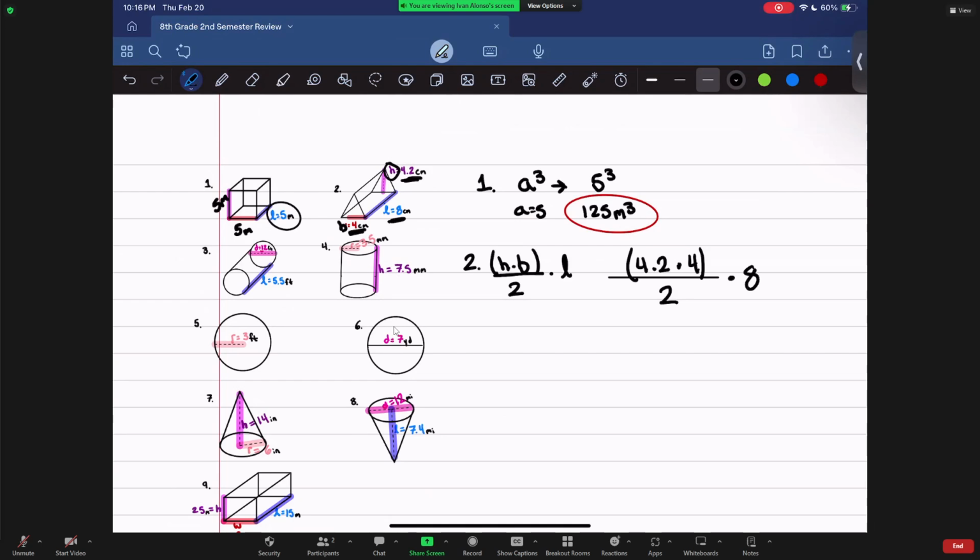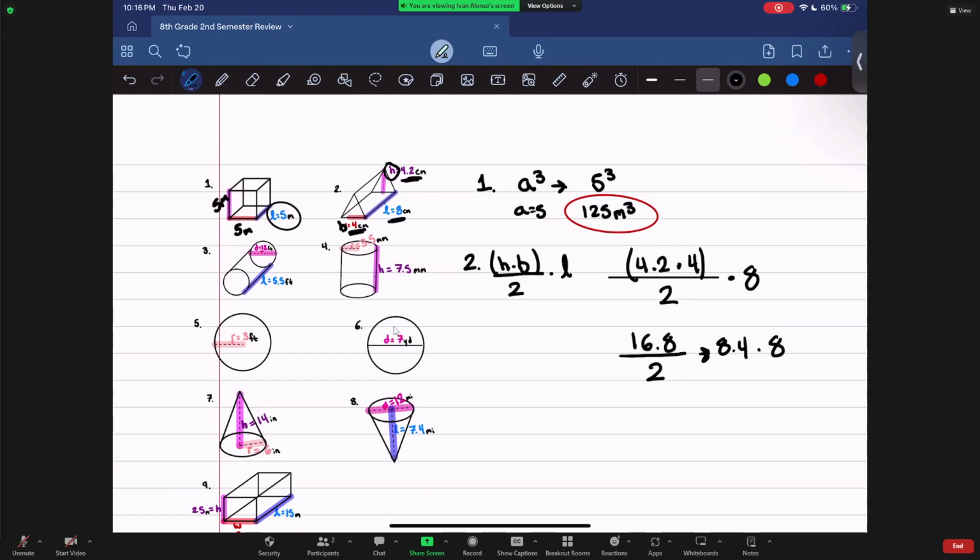Now, I believe 4.2 times 4 is 16.8, right? That's just mental math, and then you divide this by 2. Now, if you did 16.8 times 8 and then divided by 2, you would be wrong. So this should be 8.4, right? Dividing by 2 is cutting it in half, and that should be times 8.